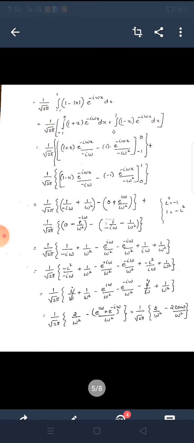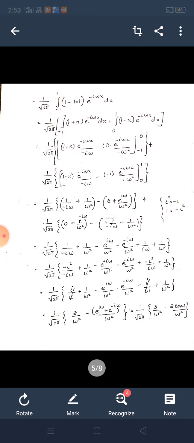And here, minus 1 to 1, we are splitting it, since mod x can be of minus x, or for minus 1 to 0, x can be a negative value. So we are dividing the minus 1 to 1 integration into two parts, minus 1 to 0 and 0 to 1. In minus 1 to 0, x is negative, so this becomes 1 plus x, e raised to minus i omega x, plus in 0 to 1 x is positive, so 1 minus x, e raised to minus i omega x dx.